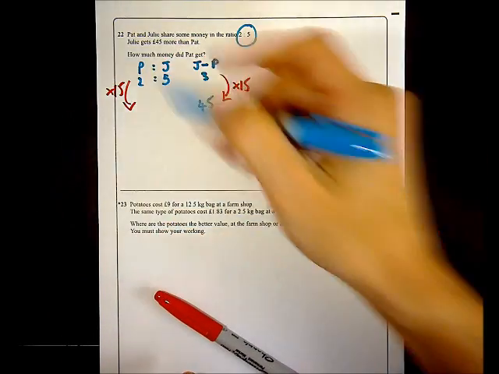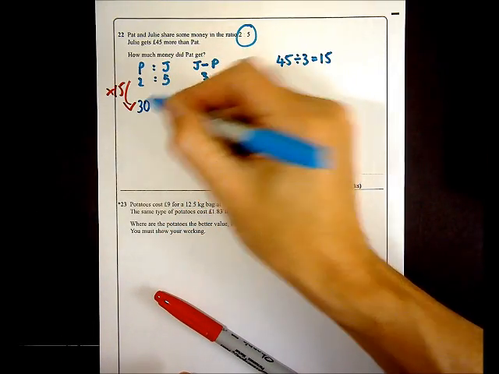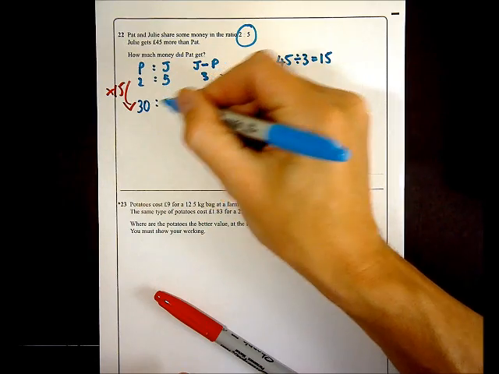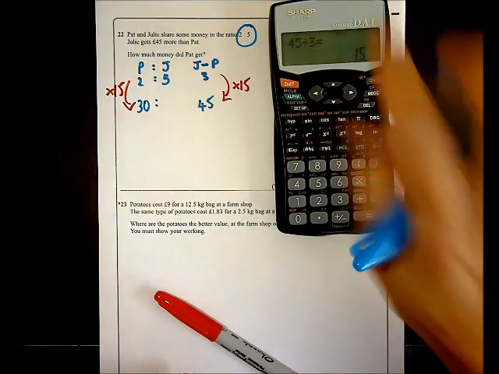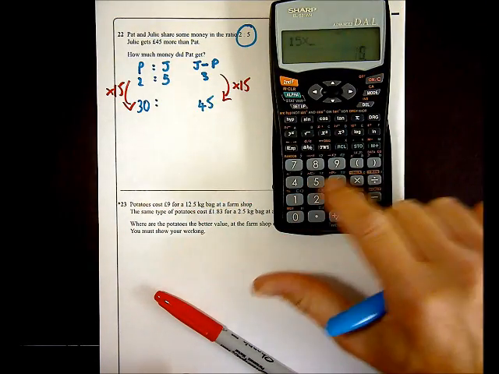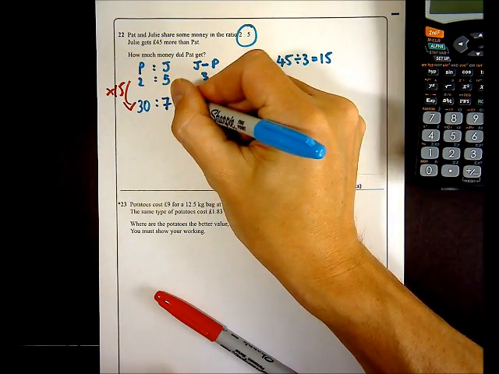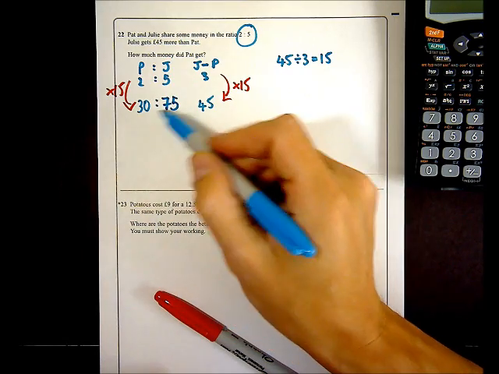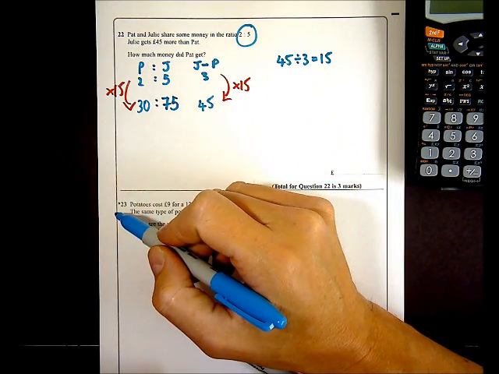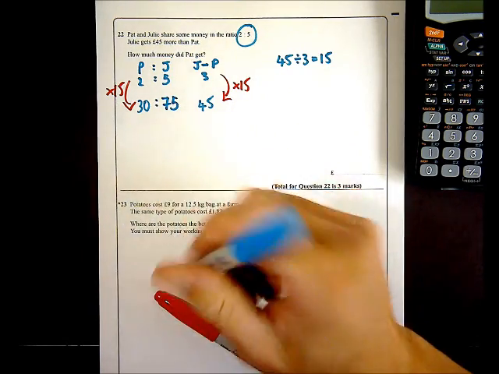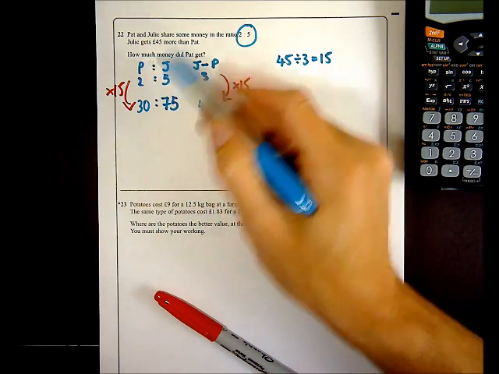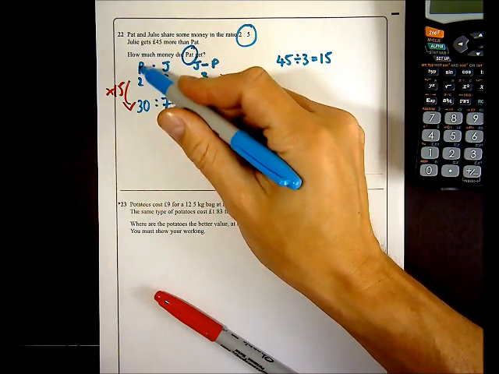So 15 times by 2 would be 30. And 15 times by 5, well, for one, I can do that on the calculator. So 15 times by 5 is 75. And I can see that 75 is £45 more than 30. And then all I've got to do is make sure I answer the question, which is how much money did Pat get? So Pat got £30.